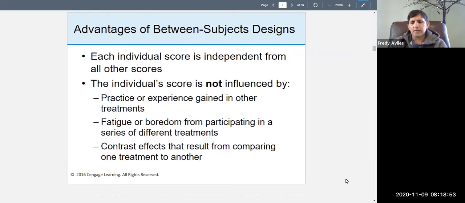Think of it this way. This is an example of the contrast effect. If you put your hand in a bucket of very cold water, okay? If you do that, and then right after that, you put your hand in a bucket of water at room temperature, lukewarm water, right?